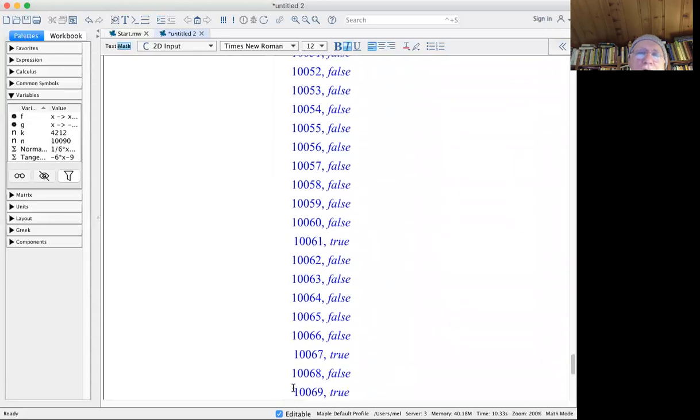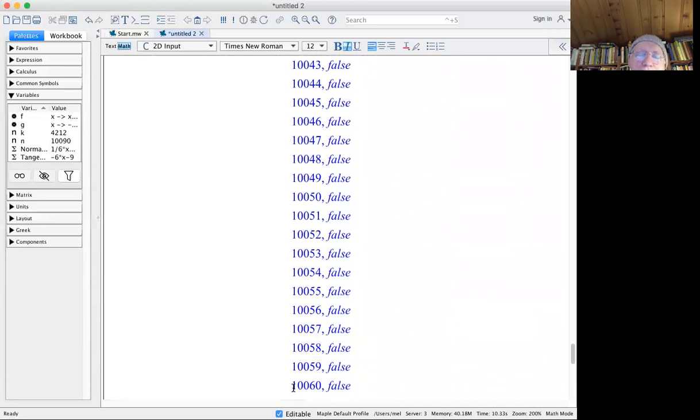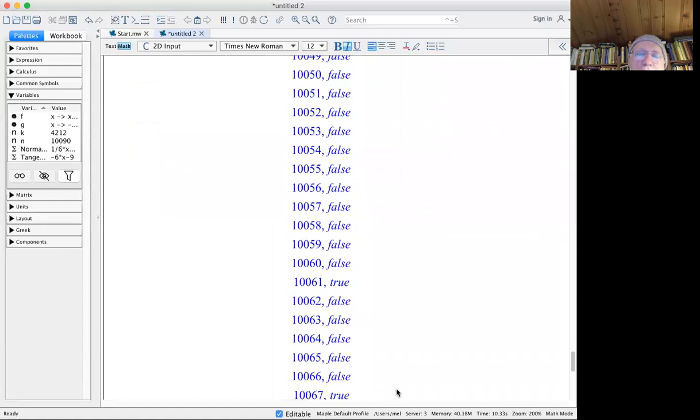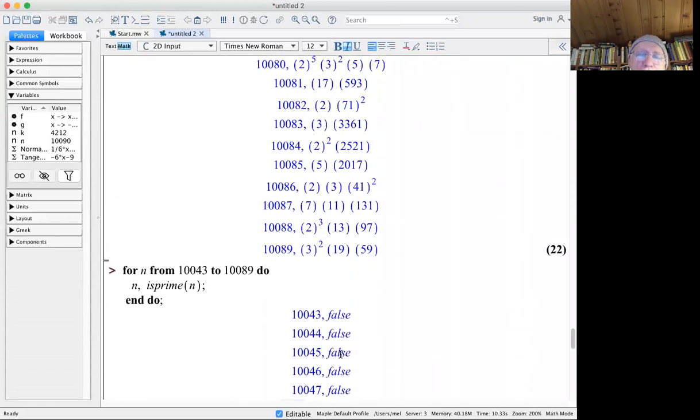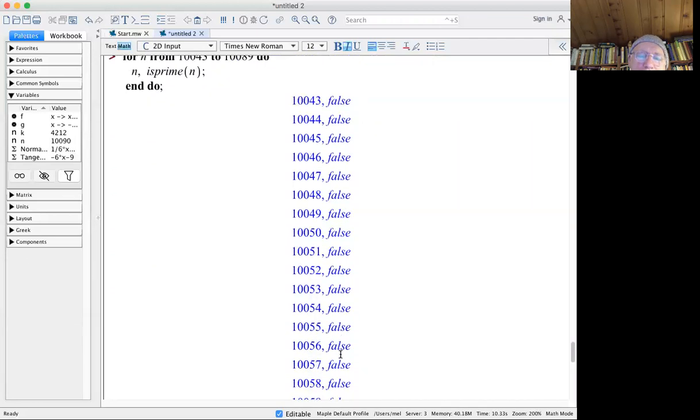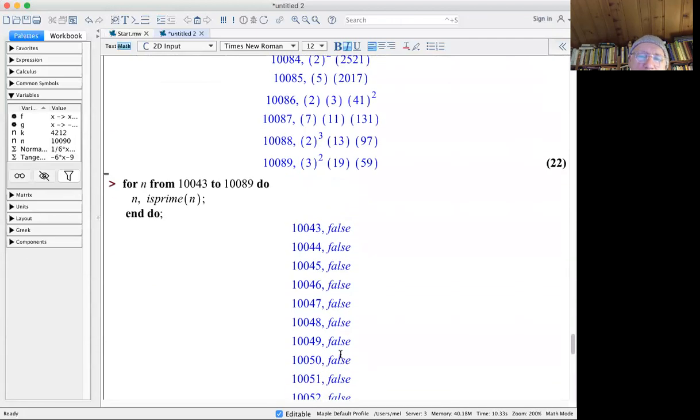What do we got? False, false, false, false. One guy is, this is a prime, this is a prime, and this is a prime. So in this range, there were only 3 primes. Now, of course, half these numbers are even, so they're definitely not going to be prime. And we didn't have to look at the even numbers. I could have said, just look at the odd ones. Or let's go from here to here going up by 2s. I can write by 2.